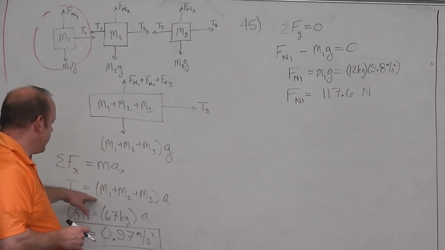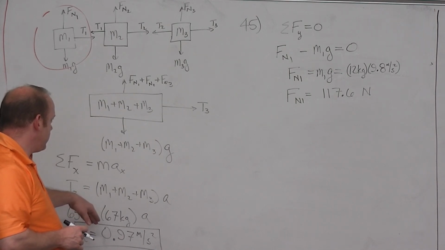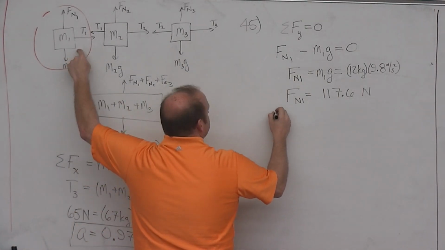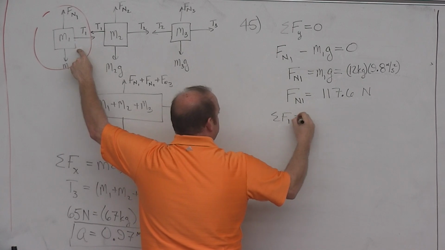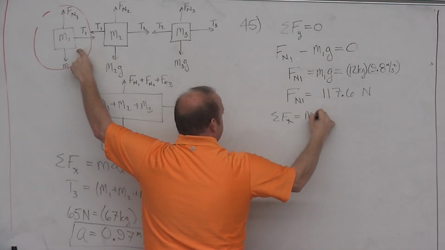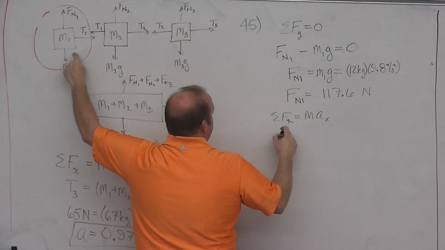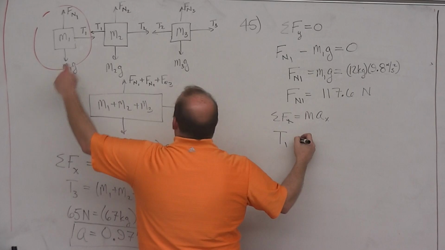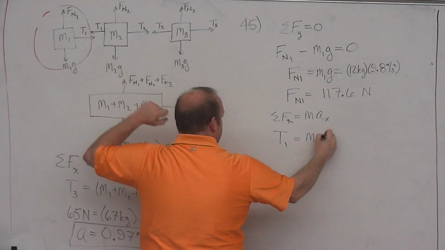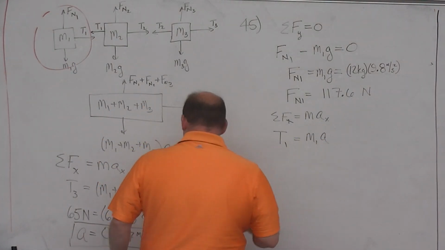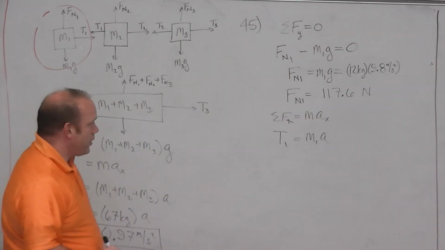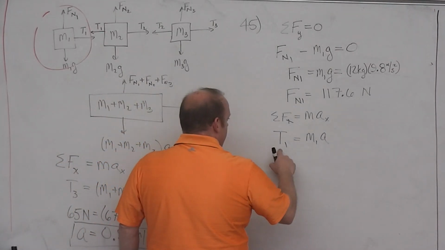So now we have solving for the tension on 1. In the x direction, the sum of all forces in the x is equal to mass times acceleration in the x. The only force acting in the x direction is T1. The mass is m1 times the acceleration. I know what the acceleration is. It's 0.9701. Okay.